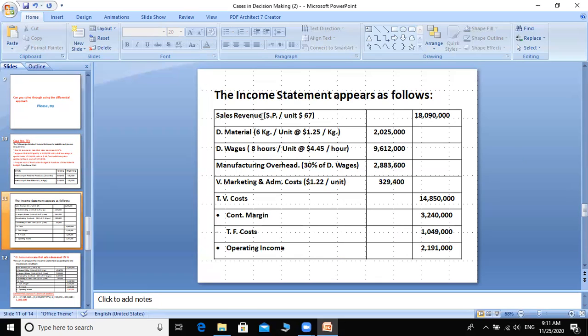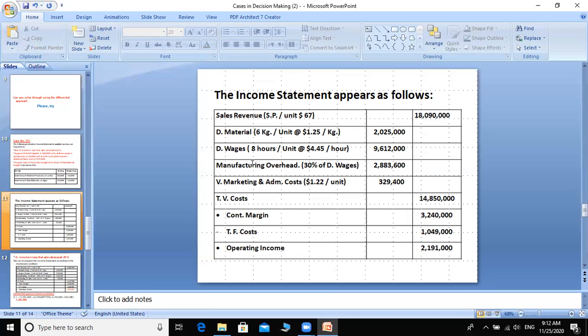Sales revenue according to the sale price of 67 equals so much. Direct material needs 6 kilograms per unit at 1.25 per kilogram, so much. Direct wages, according to 8 hours per unit at 4.45 per hour, give this figure. Manufacturing overhead, 30% of direct wages, this figure.